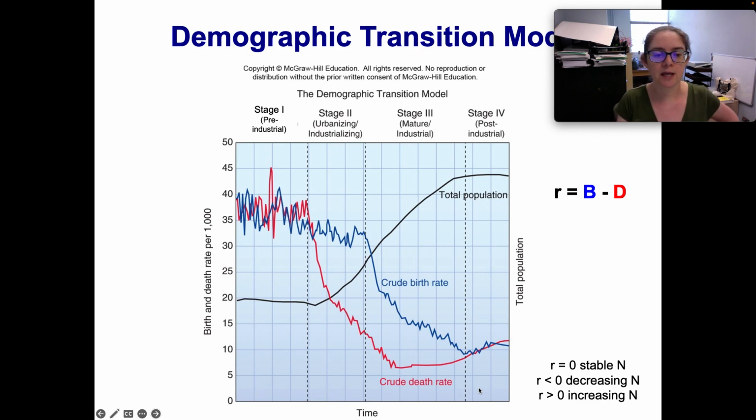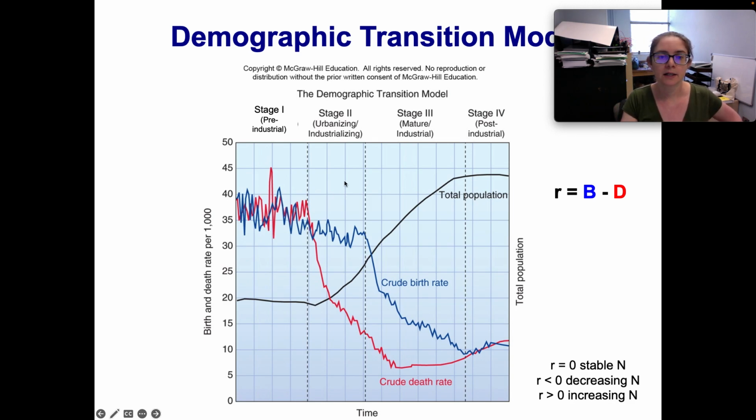So this shows what that looks like on a graph. We have the birth and death rate per 1,000 people on the y-axis here. And then we also have the total population on the y-axis, and we have time. So we start here in pre-industrial. The population size is fairly low, and the birth and death rates are pretty high.